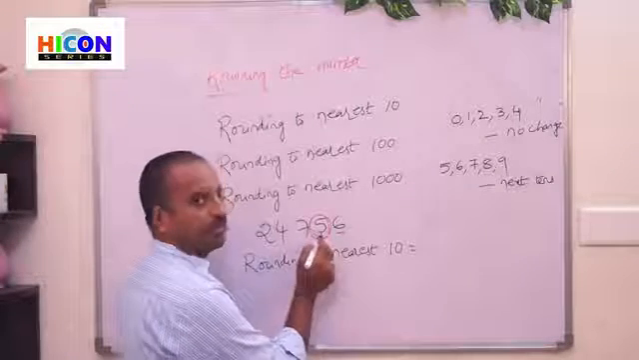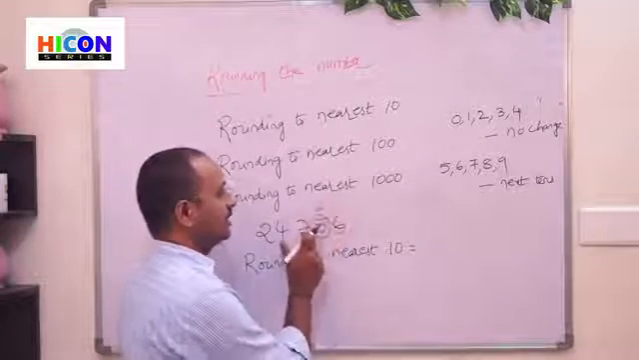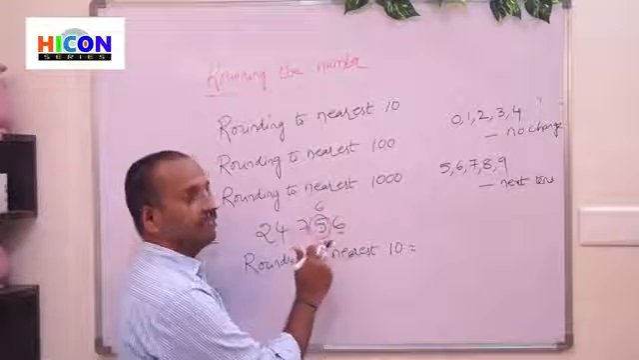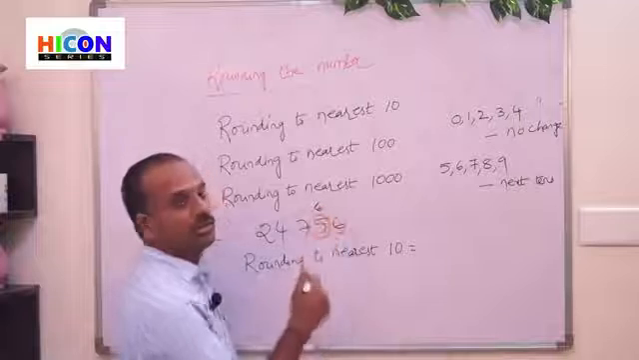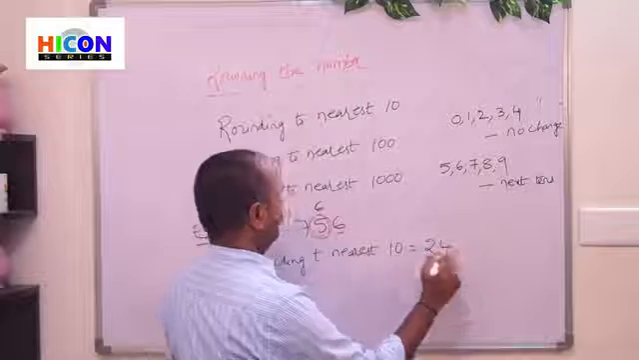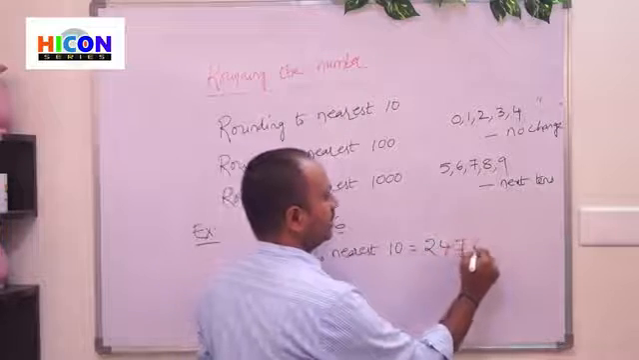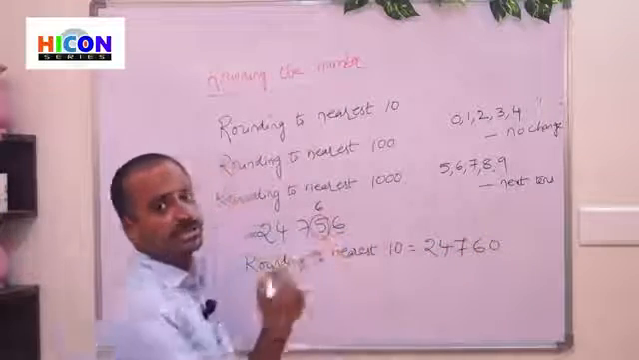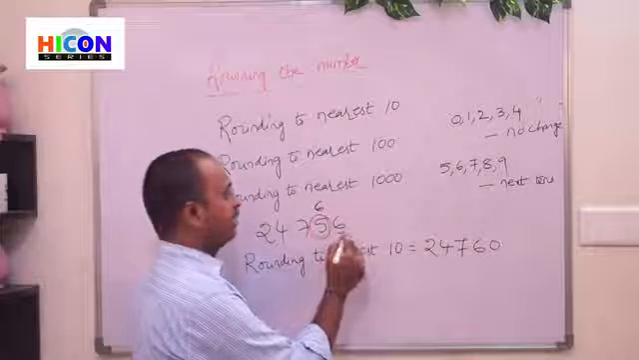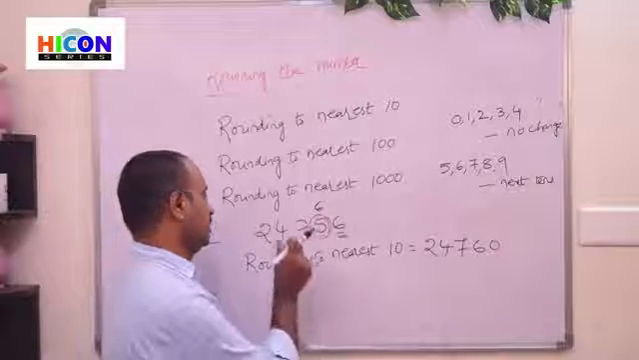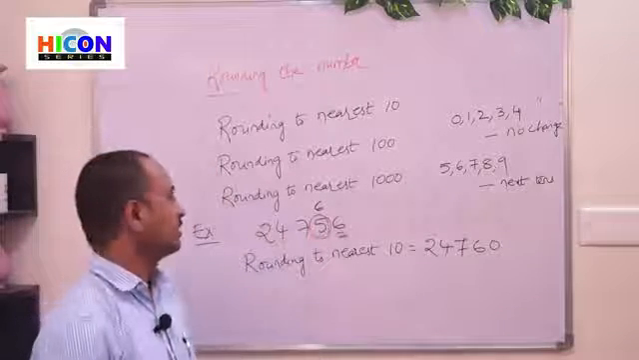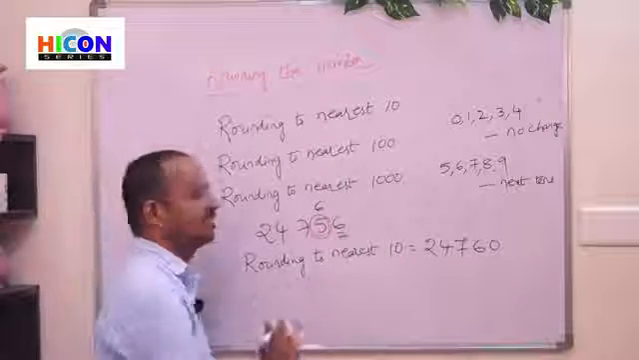Here the digit in the tens place is 5, so there are 5 tens. After 5, the next ten is 6. So we round the given number to the next tens. The number will become 24,760, and keep 0 for the remaining digits. There is 1 digit after the tens place, and keep 0 in that place. This is the nearest number rounded to the nearest tens. So children, this is the way to round the given number to nearest tens.